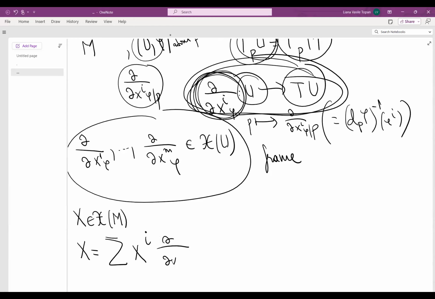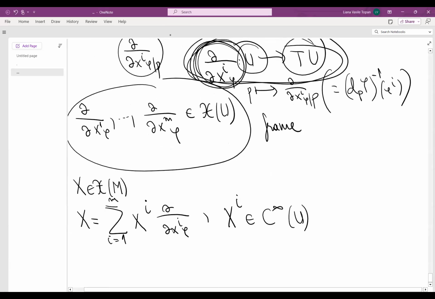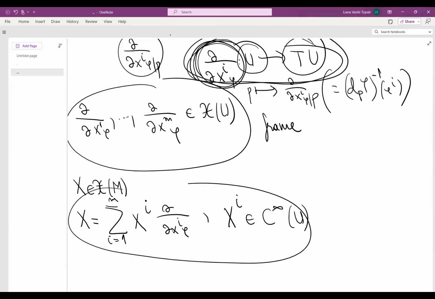X^i, partial over partial x^i, this very weird notation, I agree with you, i running from 1 to m. And so these X^i are smooth functions defined on U, right? So this frame is like a basis for the space of the vector fields over U. Okay, and now once we have this, we can express every vector field as a linear combination of this.